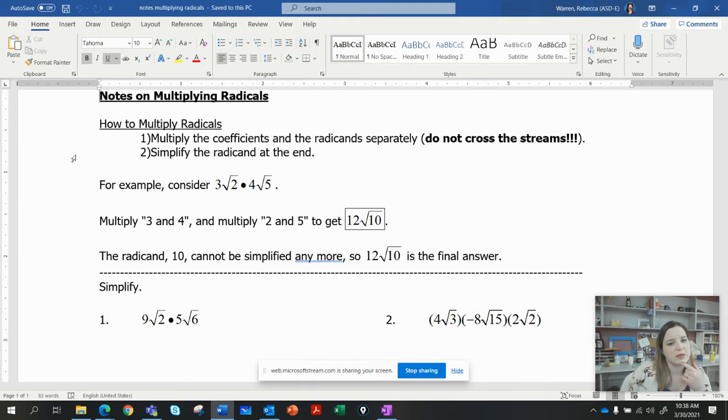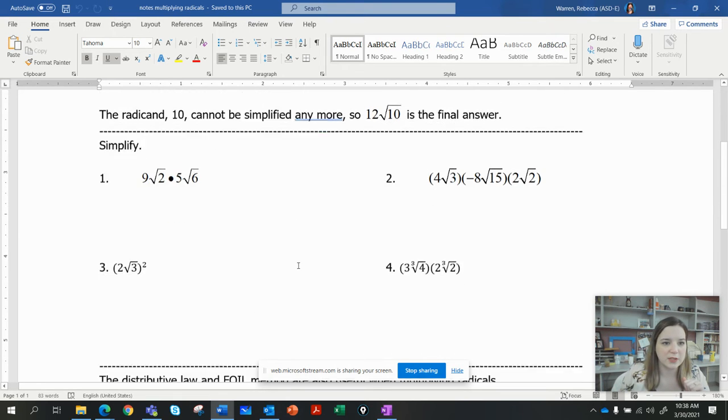So the first example that you see on the page is 3 radical 2 times 4 radical 5. The 3 and the 4 are your coefficients, so they will be multiplied together. The 2 and the 5 are your radicands. They will be multiplied together. 3 times 4 is 12, 2 times 5 is 10, so 12 radical 10. If radical 10 could be simplified more, then we would, but it can't, so 12 radical 10 is our final answer. So let's look at a couple examples.